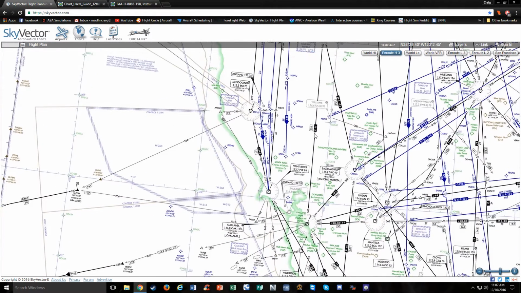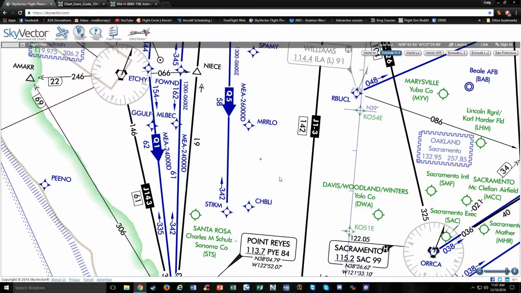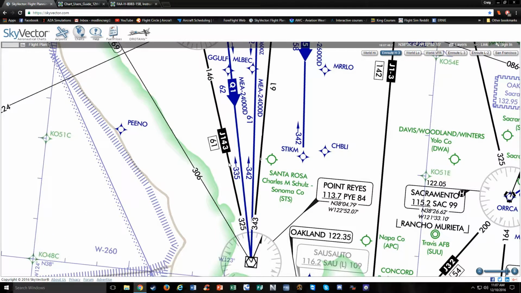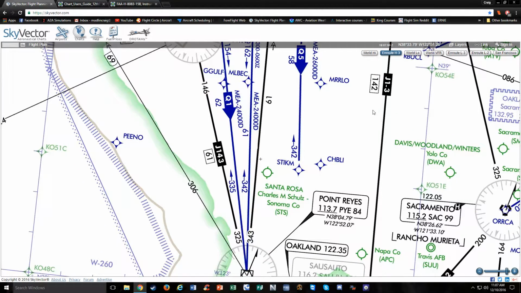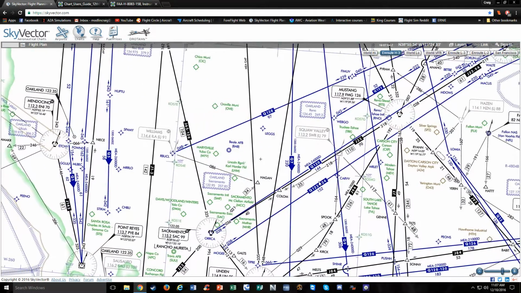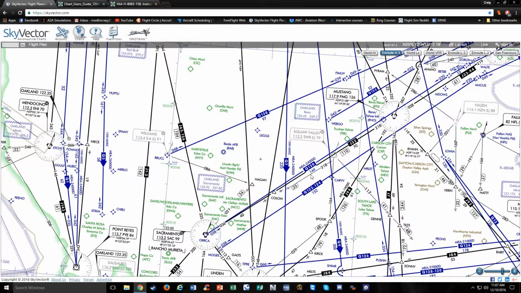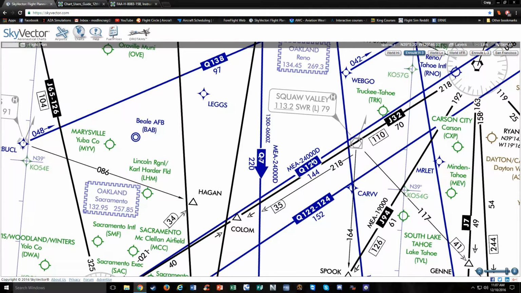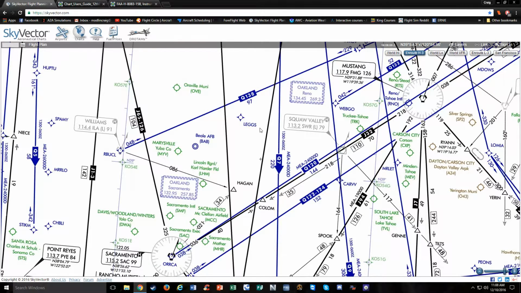And we have jetways instead of Victor Airways, so we have Jet 143 or Jet 1 and 3. And sometimes you'll see minimum en route altitudes for them too. And you also see they have Q routes, it's the same principle as the T route. They just made it Q for high altitude. So again, it's a GPS route that you can use on a high altitude en route chart.